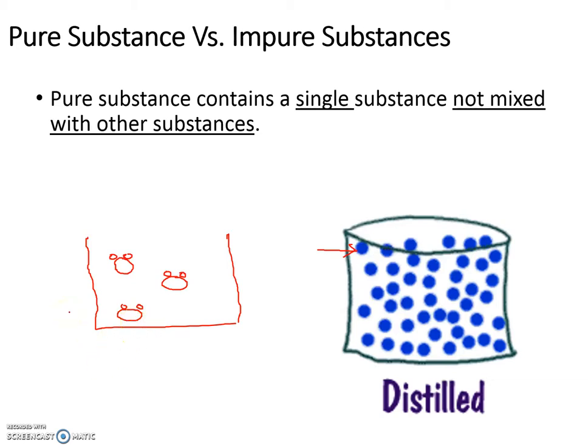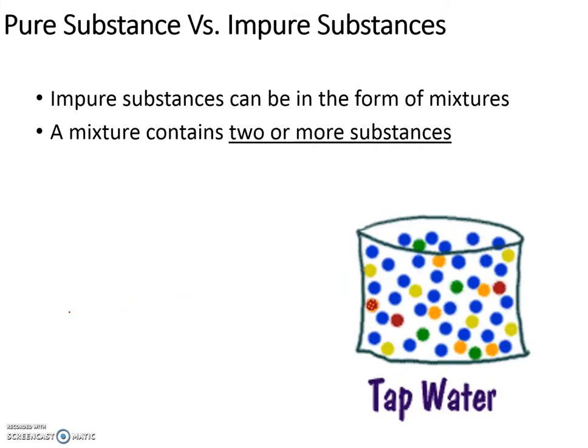Now, what would then an impure substance look like? So if we're looking at the same diagram, if it's an impure substance, you will have two or more types of substances. So you have many different colored circles here to indicate that each one of these is a different type of substance. So there are actually 1, 2, 3, 4 types of substances here. So it's an impure substance, and we also call it a mixture.